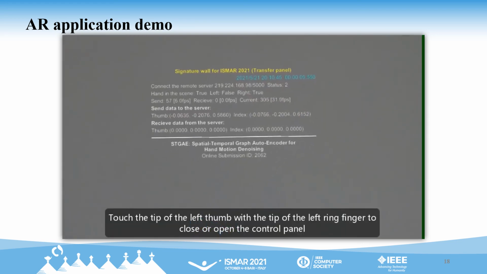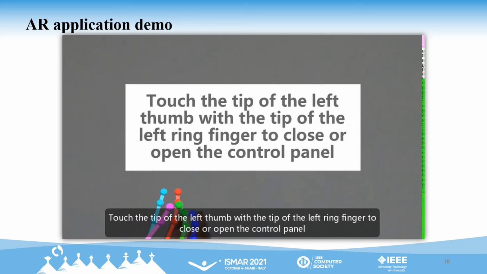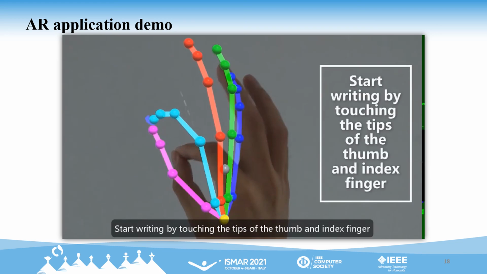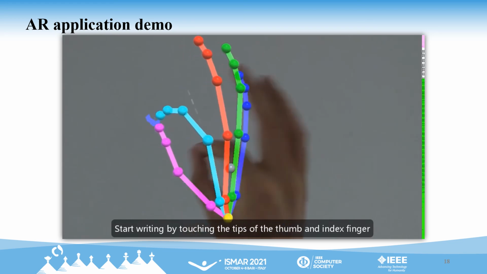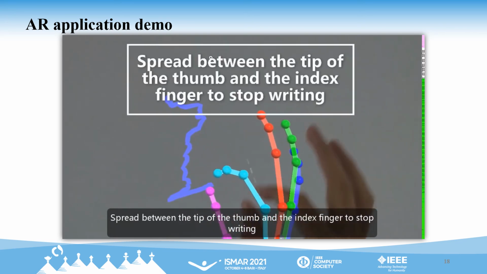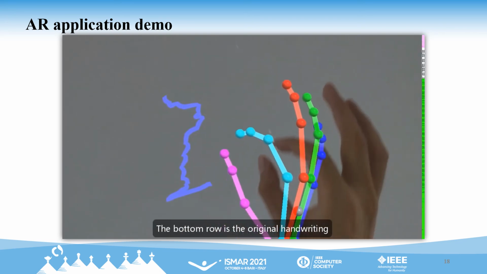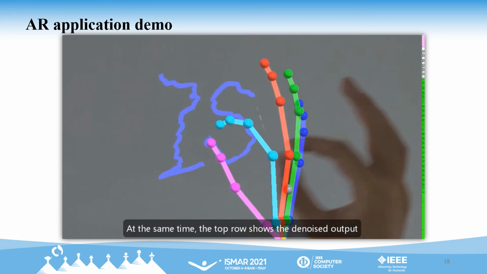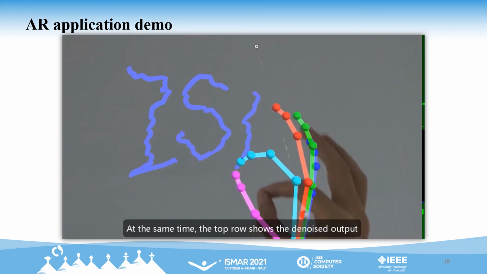Touch the tip of the left thumb with the tip of the left ring finger to close or open the control panel. Start writing by touching the tips of the thumb and index finger. Spread between the tip of the thumb and the index finger to stop writing. The bottom row is the original handwriting. At the same time, the top row shows the denoised output.